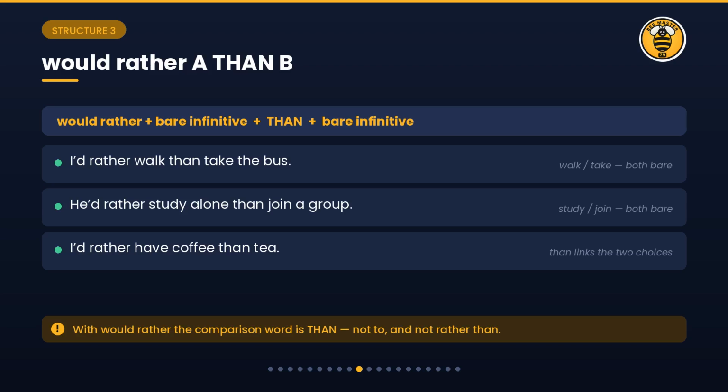Now the comparison, and here the linking word flips. With prefer we said to, or rather than. With would rather, the linking word is simply than. I'd rather walk than take the bus. He'd rather study alone than join a group. Look at the verbs on both sides. Walk and take, study and join, both of them bare, both of them with no to. And notice we do not say I would rather walk rather than take the bus. The word rather is already in the sentence. We just need than.